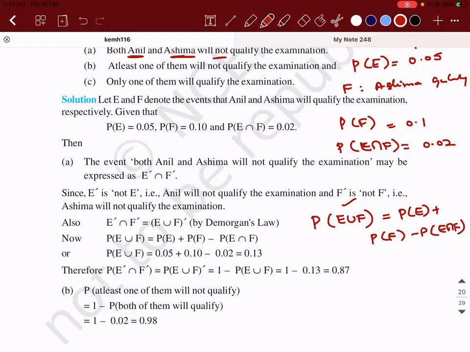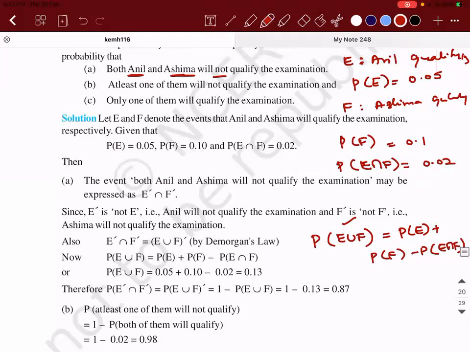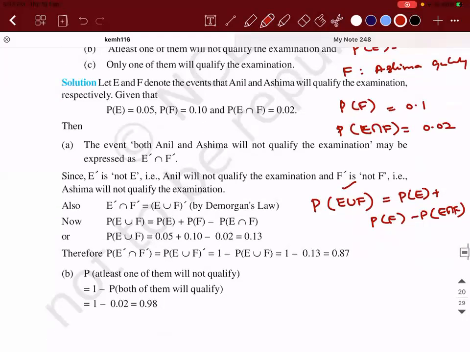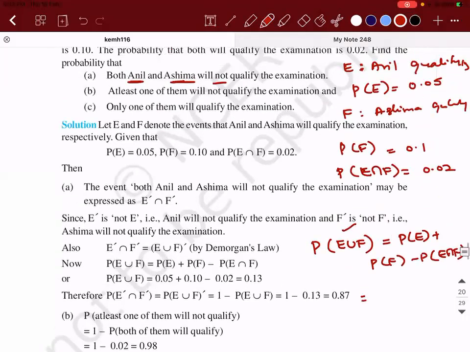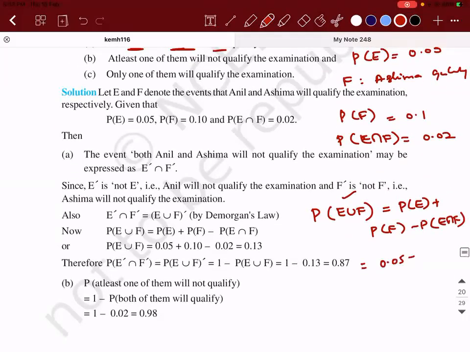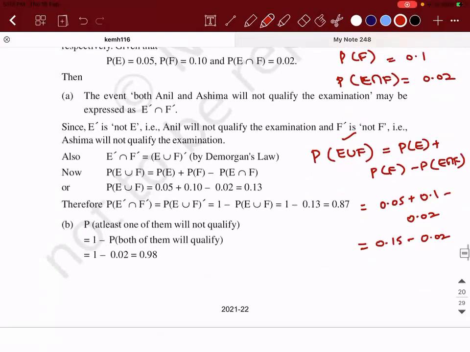Sorry, I missed the question. Both Anil and Ashima should not qualify the exam. Okay, let me find out this value. So the probability of E is 0.05 plus probability of F is 0.1 minus probability of E intersection F is 0.02. Can you tell me what is the answer for this? 0.15 minus 0.02. How much is this? 0.13.